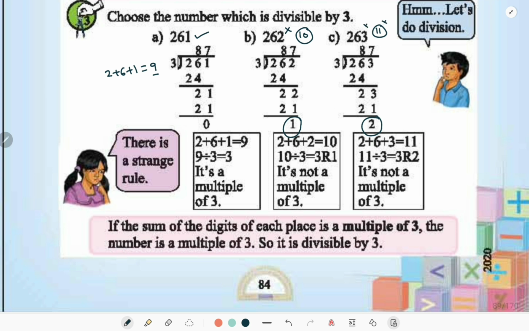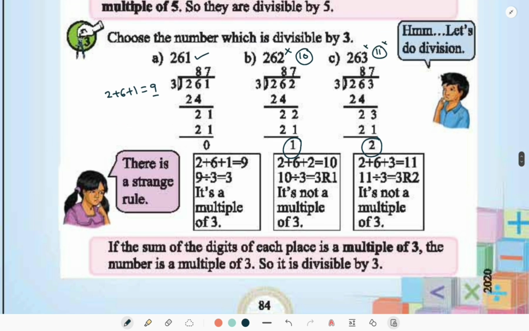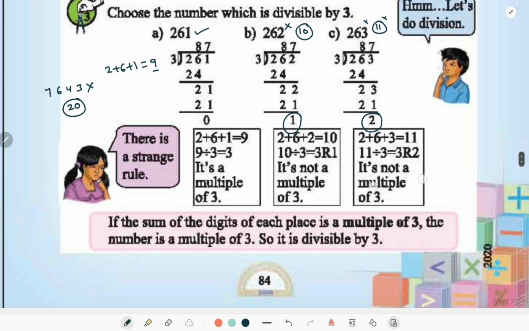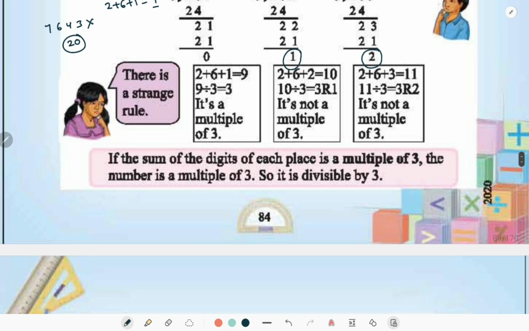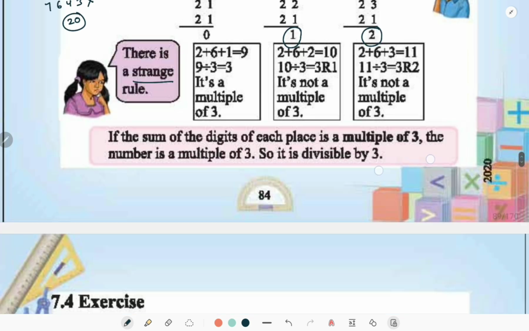Okay. So if the sum of the digits is a multiple of 3, then it is divisible by 3. Okay, you take any example, 7, 6, 4, 3. Okay, now add them up. 4 plus 3 is 7, 7 plus 7 is 14, 14 plus 6 is 20. So this number is not divisible by 3, since 20 is not divisible by 3. Yeah, it is a strange rule.